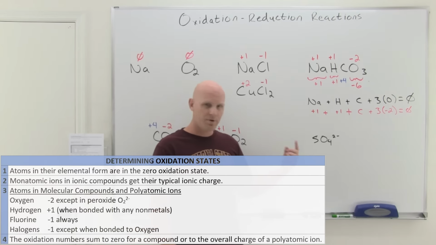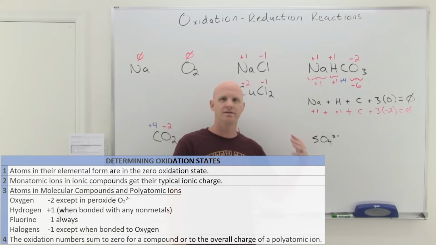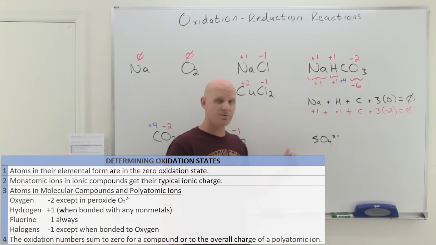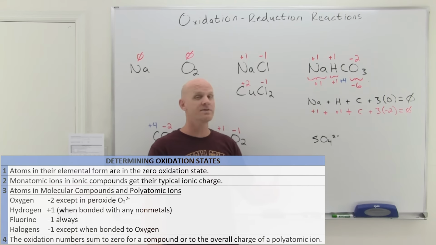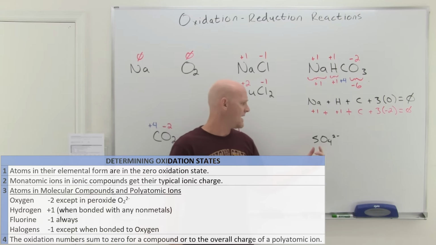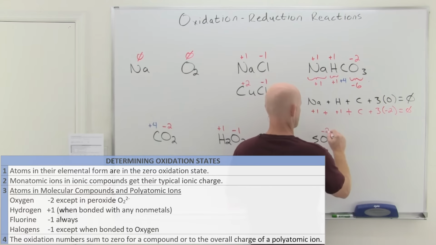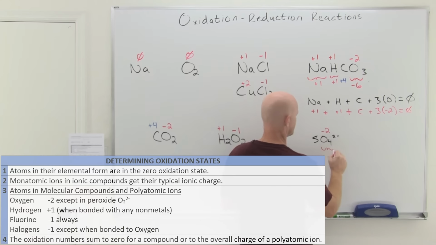All right, so nobody is in their elemental form, because it's a polyatomic ion, not an element. And in this case, we've got no monatomic ions. Everything here is simply part of a polyatomic ion. So then we look for the regulars, and oxygen is the regular here and is going to be -2. In this case, there are 4 of them, which means we get a total of -8.